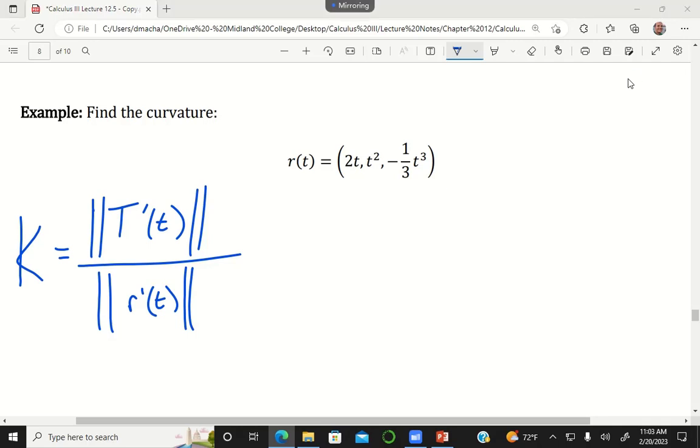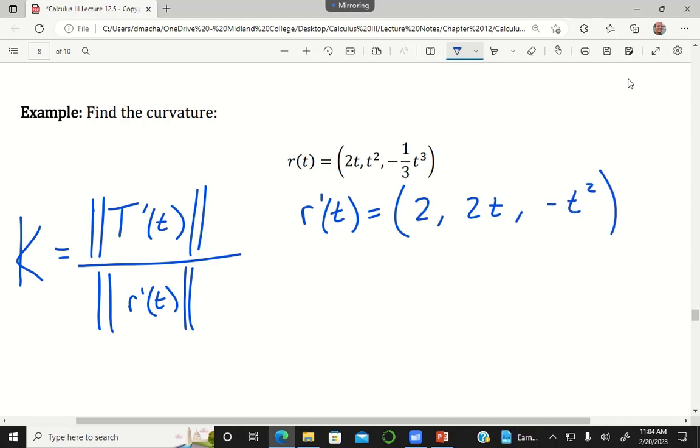So the first step here is going to be to take the derivative. So I've got r of t here. So r prime of t is going to be 2t and negative t squared.